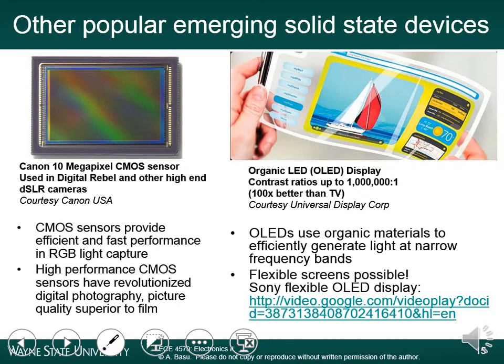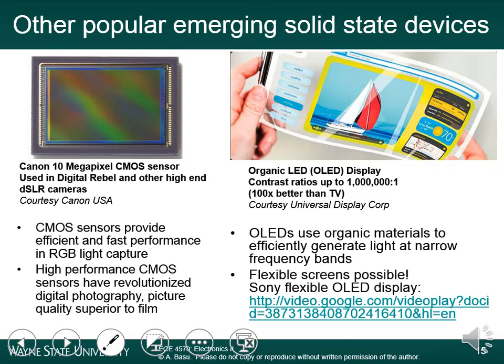And they can be as small as, maybe about this big. So those are the types of sensors that are used in your cell phone cameras. They have different performance. The larger sensors typically have less noise, so they give better quality photos. Smaller ones are good for more portable applications. But CMOS sensors provide a very efficient and fast performance in capturing RGB light.